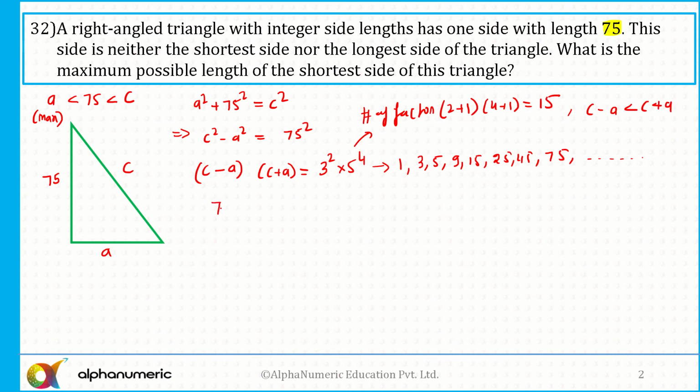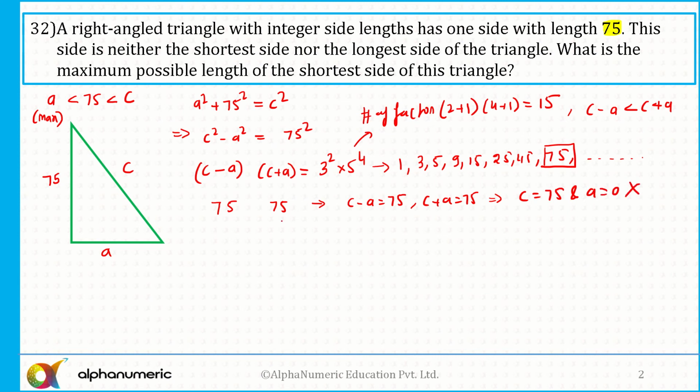Let's say one of the cases is in which both of them are 75 and 75. This is the middle factor, so 75 into 75. Now if both are 75, then C minus A is equal to 75, and C plus A is also 75. Since we are talking about geometry, the sum of two sides as well as the difference of two sides can never both be equal to 75. You can neglect this case. Even if you solve these two equations, the value of C will be 75 and A equal to 0, which is not possible because we will not get any triangle here.